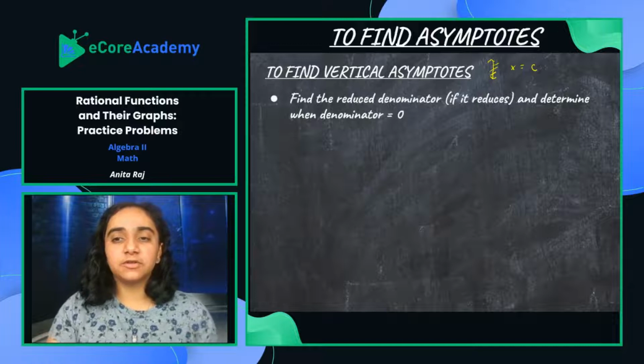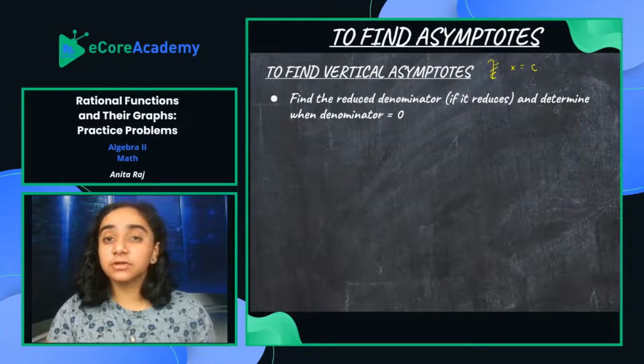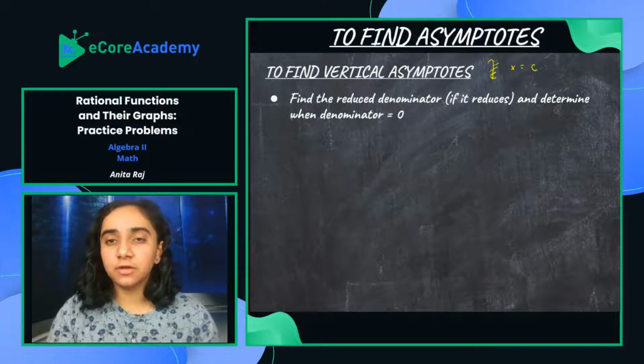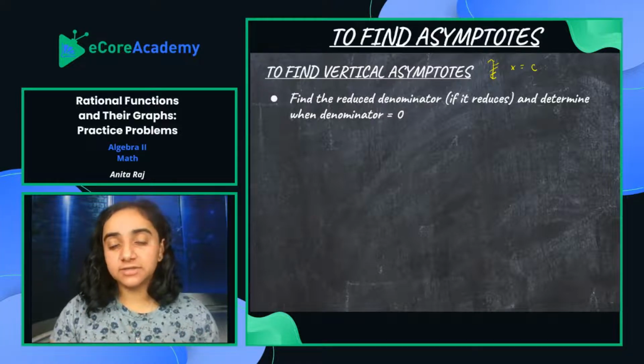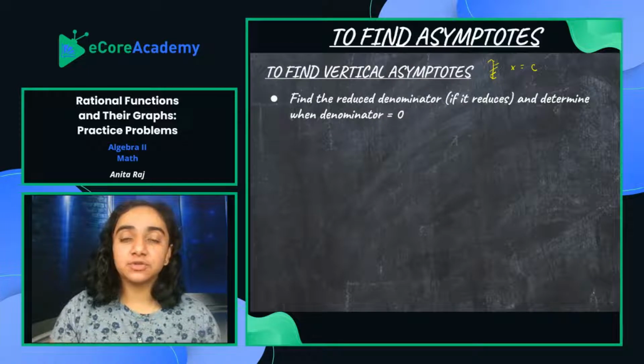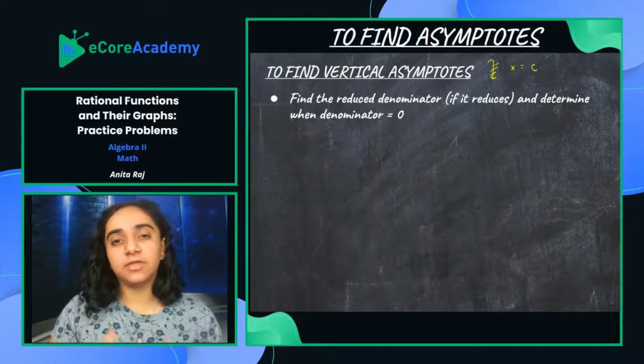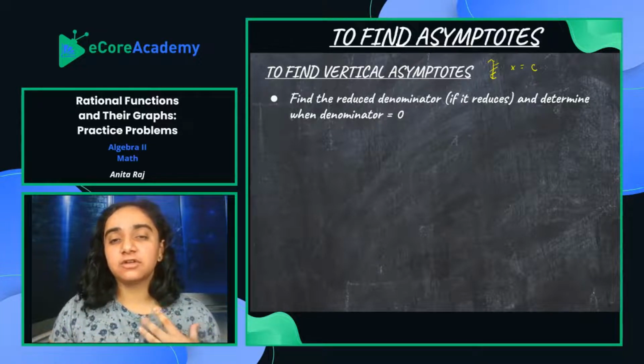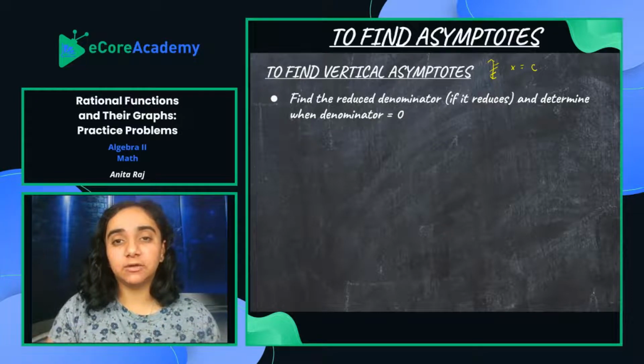So first you want to find the reduced denominator if it reduces. So if you have q of x as your polynomial, you're going to factor it if it is factorable, and then you're going to determine when it's equal to 0. So if it's factorable, you're going to set your factors equal to 0 and then find the zeros. If it's not factorable, then just set the denominator equal to 0 and see if you can find any real solutions.